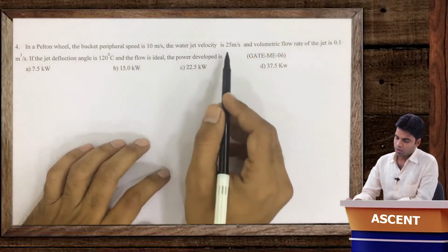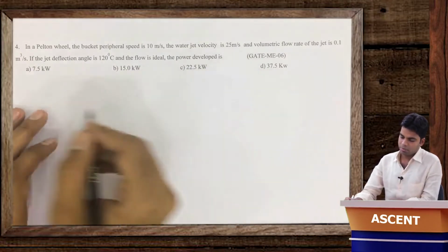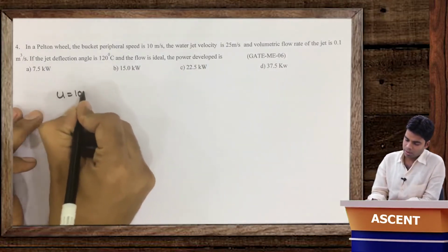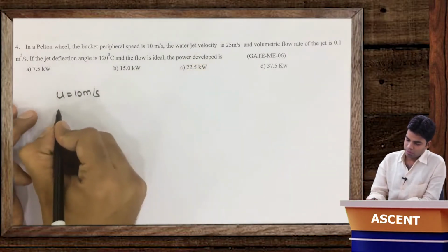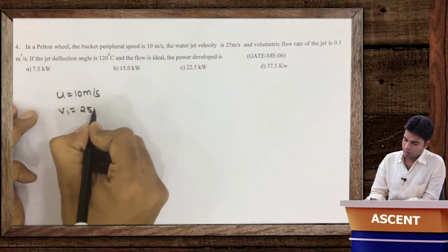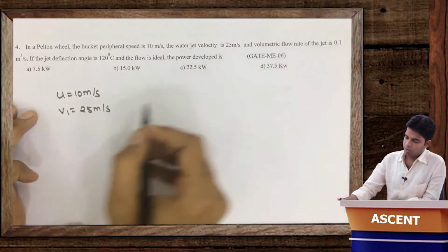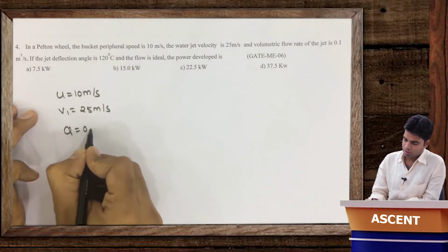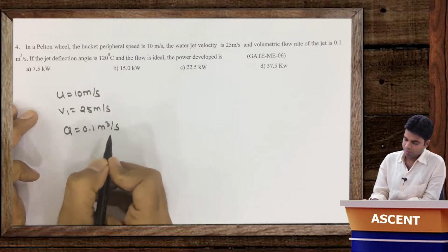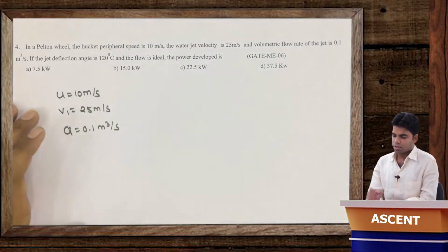The water jet velocity is 25 meter per second. Bucket peripheral speed means U is given as 10 meter per second. Water jet velocity, that means V1 is given as 25 meter per second, and volumetric flow rate is 0.1 meter cube per second. Q is given as 0.1 meter cube per second. The jet deflection angle is 120 degree.